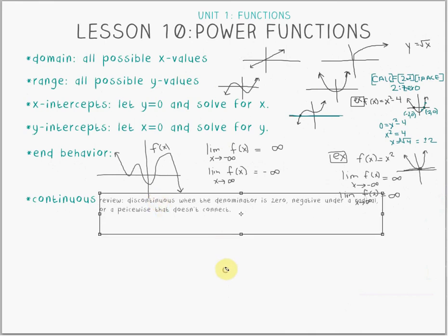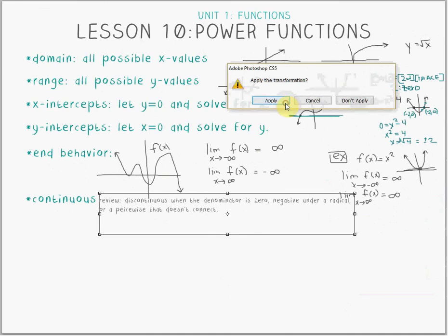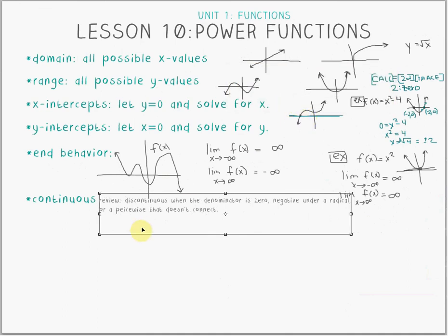And then also, if a piecewise function doesn't connect, then we've learned that it gives us a situation where, if it doesn't connect there, that has a hole. So anywhere where there's a hole or something, that creates a discontinuity.